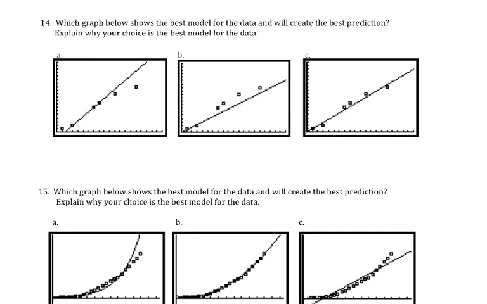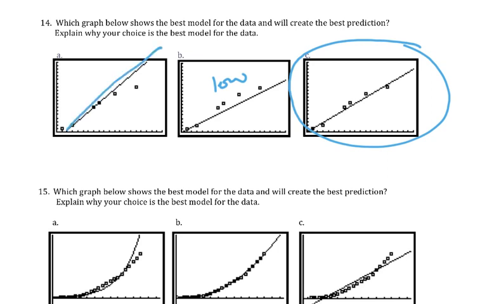All right. Okay, now, looking at this, which graph shows the best model for the data? We'll create the best prediction. Okay, so explain why. Looking at these three, I'm going to definitely go with C. B is too low. A is too angled, going way too high above. So the one that splits the data and seems to be the average would be C.